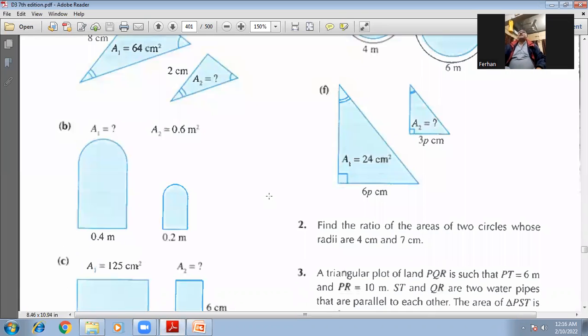The next part is question number 1, and it's F part. These two triangles are similar to each other, and the area 1 is 24 centimeters square. The base is 6P, and the second figure, area 2, is the question. The base is 3P centimeter. So we have to find out the area 2. Because they are similar, the ratio of their areas A1 by A2 will be equal to L1 by L2 whole square. So let me show you.